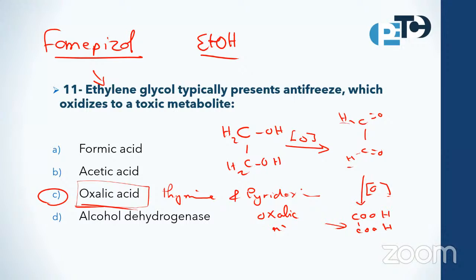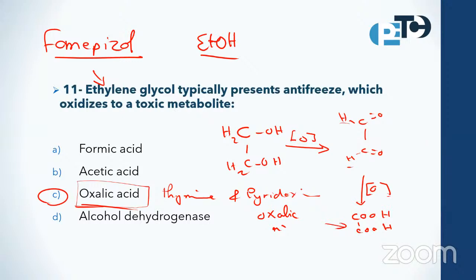How will fomepizole neutralize it? Here the thiamine and pyridoxine will consume the oxalic acid that's present in the blood, while fomepizole is the drug that prevents oxidation of ethylene glycol. So it will prevent the formation of oxalic acid from the first step. And if fomepizole is not present, ethanol is used instead of that.